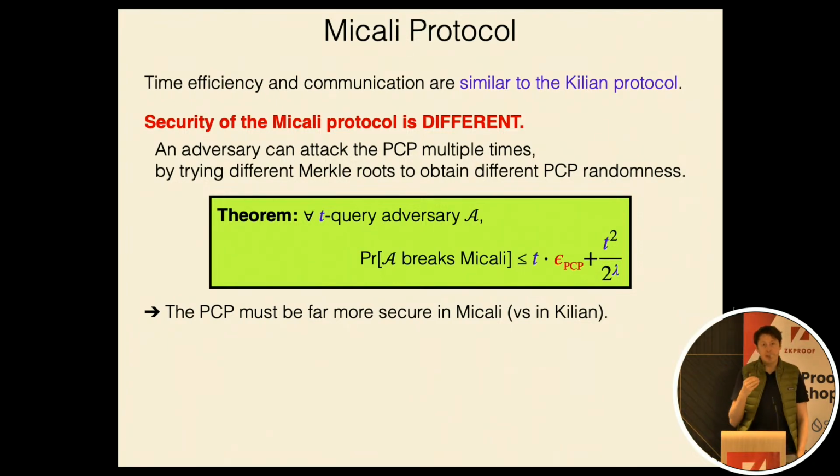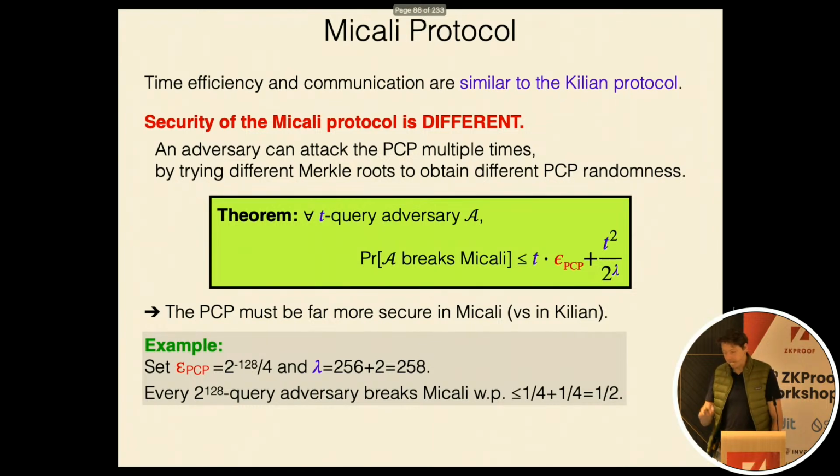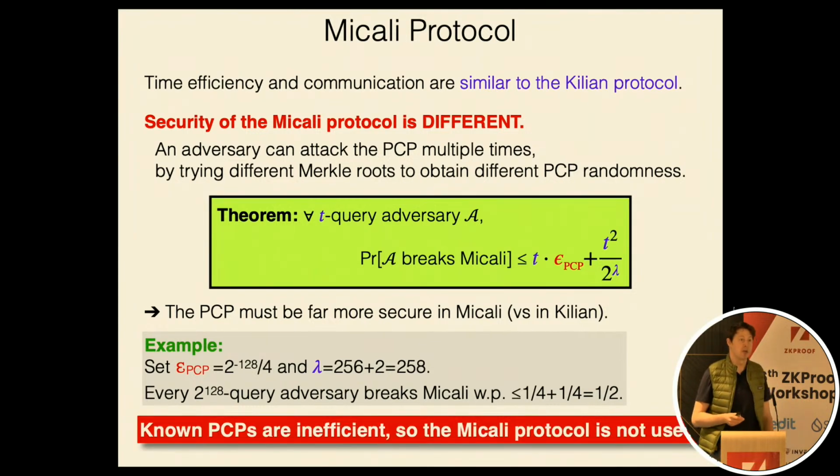So this means that in this protocol, for the same success probability, the PCP has to be far more secure in Micali than it was in Kilian. It's non-interactive, but also the security changes. Very important to understand, okay? Nevertheless, this can be understood. The Micali protocol is not used. But otherwise, if it wasn't for that, it is an amazing protocol, and everybody would use it, okay?